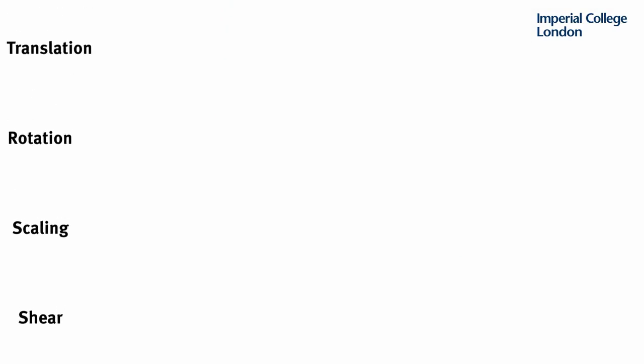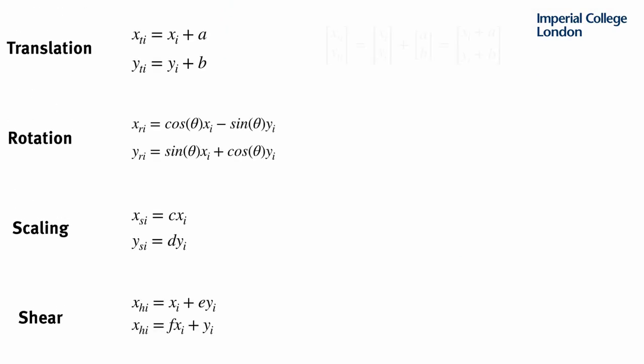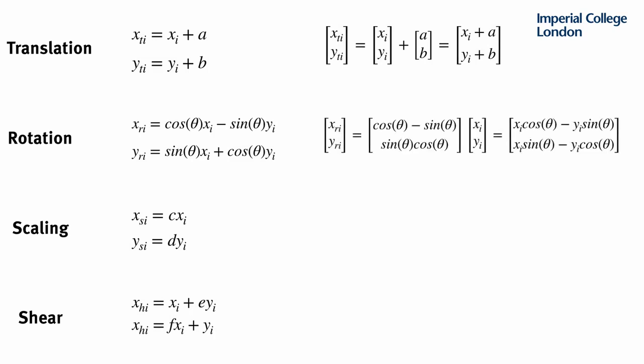Instead of 2 equations for each transformation, we can represent the coordinates and transformations with vectors and matrices. Let's have a look at this for each transformation. For example, translation basically is a summation of 2 vectors. Rotation can be represented as a matrix multiplied by the 2D vector. Scaling can be represented as a matrix times a vector, and the same with shear.